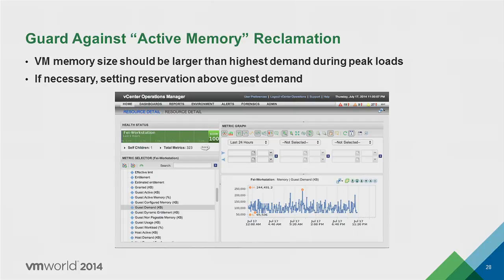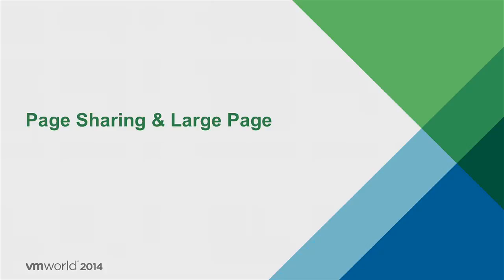Next, I'm going to show you how to find the guest demand by using VCOps. In this particular example, I showed the guest memory demand of my workstation VM in the past 24 hours. Here you can choose a history of the past 24 hours, or even a history of the past few days, a few weeks, or even a few months. From the figure, you can find the highest guest memory demand and the lowest memory demand. In this particular example, because my workstation is almost idle, the highest memory demand is only about 250 MB, which is pretty small. But the key takeaway here is that the VM should be sized based on its memory demand.